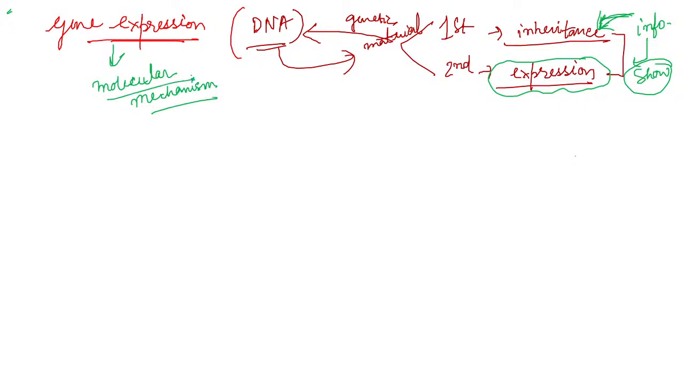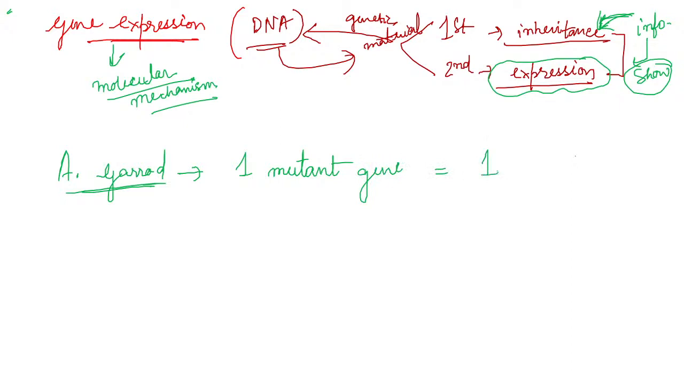Clear? Now, there are many scientists who studied gene expression and gave us the law. The first one is A. Garrod. Yesterday I told you who A. Garrod is: A. Garrod is the father of modern genetics. I already told you. So A. Garrod gave a hypothesis that one mutant gene equals one metabolic block.